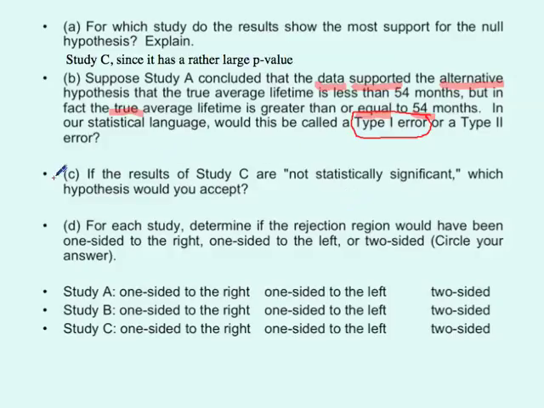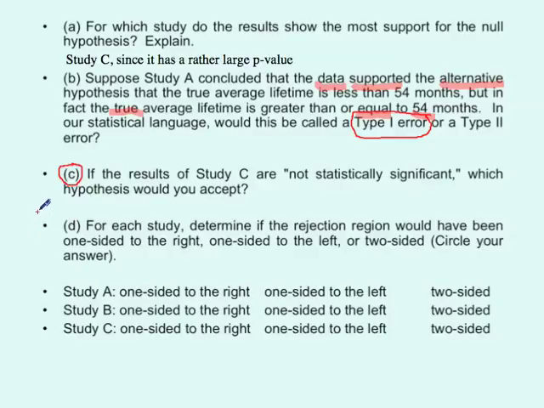All right, now I've been informed that this Part C that's on my slide is actually different than what is in your textbooks. Apparently they updated it since they sent me this, but that's okay. Let's roll with the one I have, and you can do the one that's in your textbook that's slightly different, okay, on your own. So if the results of Study C are not statistically significant, which hypothesis would you accept?